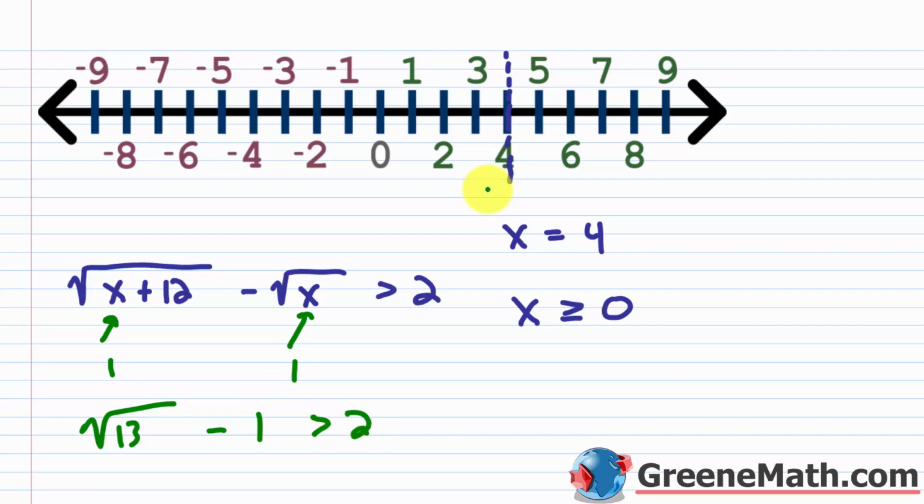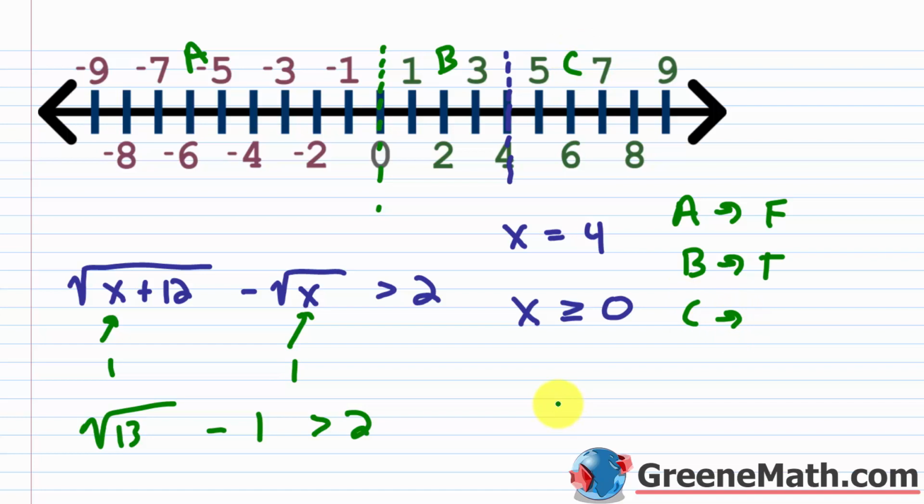So basically, values to the left of 4 work, with the exception that they have to be greater than or equal to 0. Let's call this interval A. Let me divvy this up, and let's call this interval B. Anything in interval A that's to the left of 0 doesn't work, right? Because it violates our domain. Then anything in interval B is going to work, right? Because it's greater than or equal to 0, but less than 4. So that's going to be good to go. What about anything in interval C? That's going to be anything that's larger than 4.